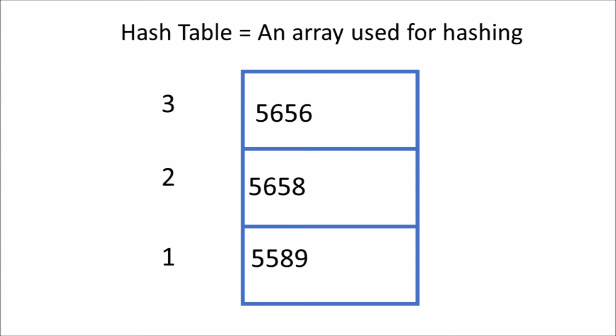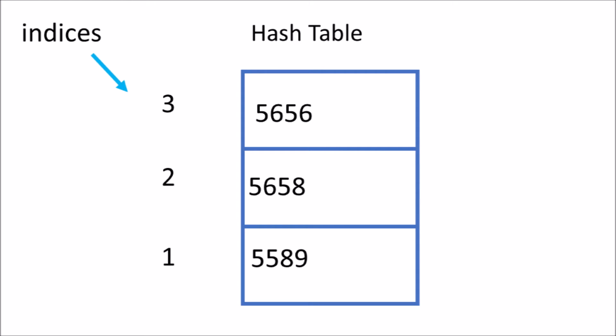A hash table is simply an array that is used for hashing. Here, we have a hash table. It is just an array with indices and values. To effectively use a hash table, we need to know what specific type of data we use for hashing.